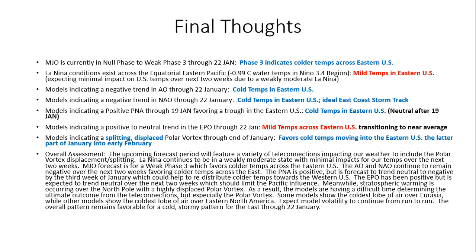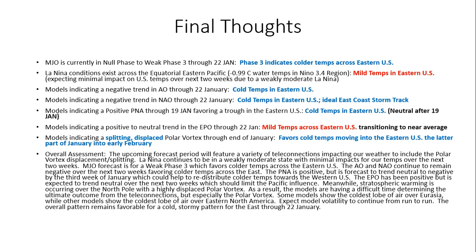The MJO Oscillation forecast is for a weak phase 3 ultimately, and as I showed you on those temperature composites when we were talking about MJO, it favors colder temperatures, not only across the eastern U.S., but the whole country. The Arctic Oscillation and North Atlantic Oscillation, AO and NAO, continue to remain negative over the next 2 weeks. That's going to continue to favor colder temperatures across the east. Meanwhile, that Pacific North American pattern is positive. That's going to indicate colder temperatures, rising heights out in the western U.S. and in western Canada, even possibly as they build high enough up into Alaska, and that tends to discharge colder air towards the eastern U.S.